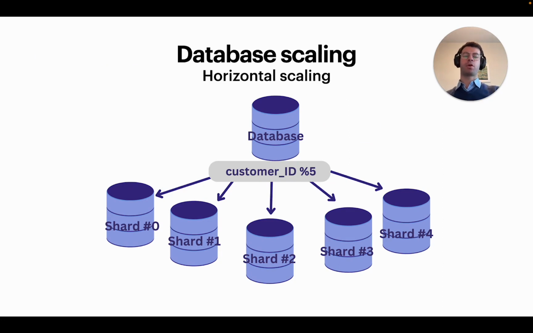Before we get into horizontal scaling, let's talk about vertical scaling. There are two broad approaches for database scaling, vertical scaling and horizontal scaling. Vertical scaling is also sometimes called scaling up. It is scaling by adding more power, CPU, RAM, disk, to an existing machine. I already talked about it in one of my previous videos.